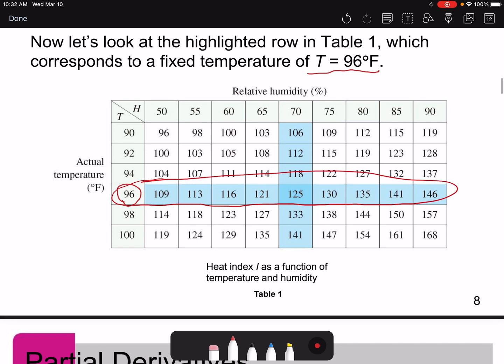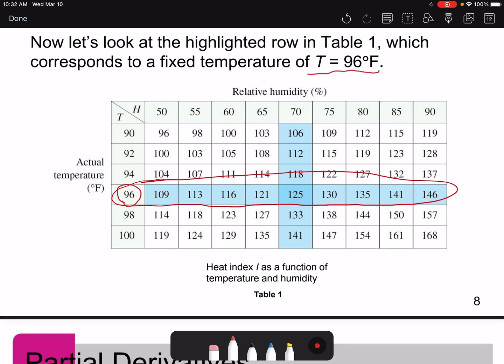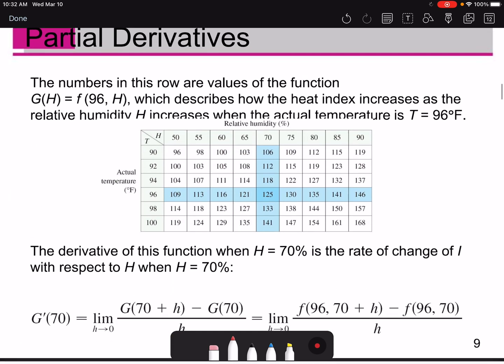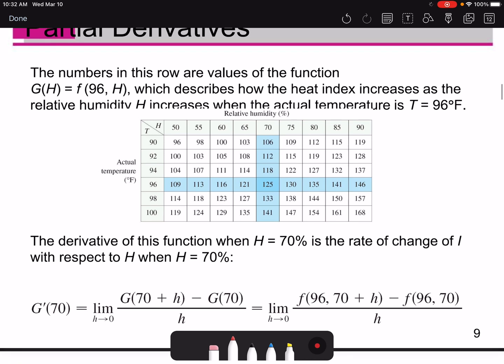So we do the same thing. The humidity changes by 5%. If it rises 5%, we can see the heat index is 130. So we look at this, right? We're going to look at this fixed temperature at 96 degrees and look at the variations of humidity.